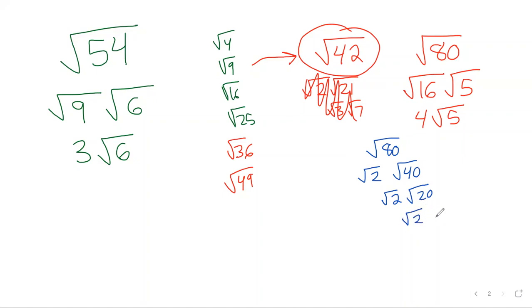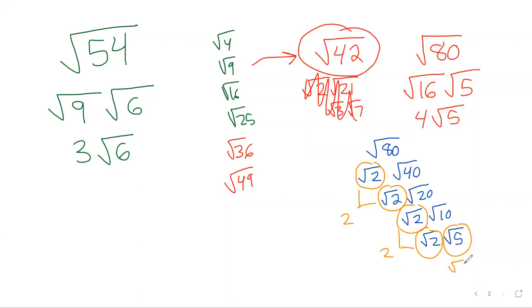So 10, 2 goes into 10. And now we're done because there's nothing to split root 5 into. So again, I'll circle the ones that we actually stopped on, just for clarity. And so we can put these together now: root 2 times root 2 makes 2. Root 2 times root 2 also makes 2. And then we have this root 5. So we end up with 2 times root 5. In other words, 4 root 5.